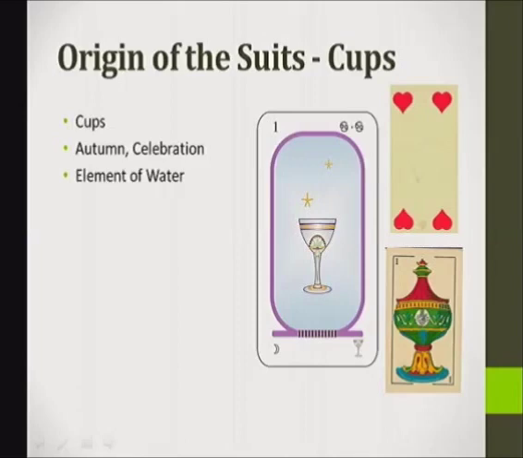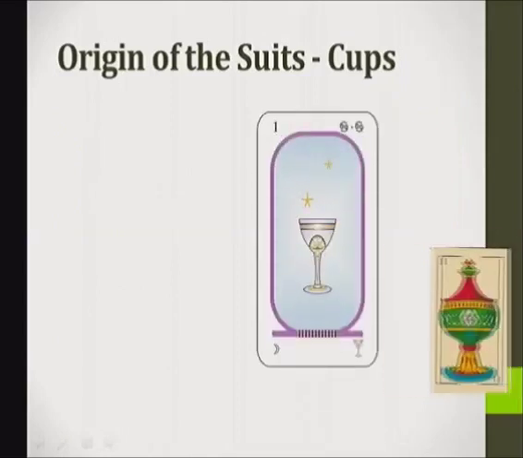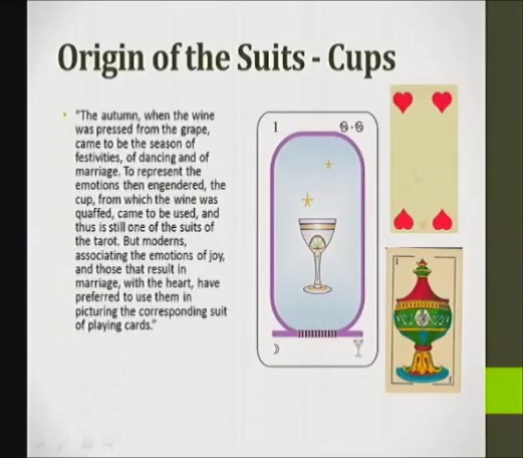It corresponded the cups to the element of water, which is love or the emotions. We can easily see how that evolved into the suit of hearts. And Zane says, the autumn, when the wine was pressed from the grape, came to be the season of festivities, of dancing and of marriage. To represent the emotions thus engendered, the cup from which the wine was quaffed came to be used, and thus is still one of the suits of the tarot. But moderns associating the emotions of joy and those that result in marriage with the heart have preferred to use them in picturing the corresponding suit of playing cards.